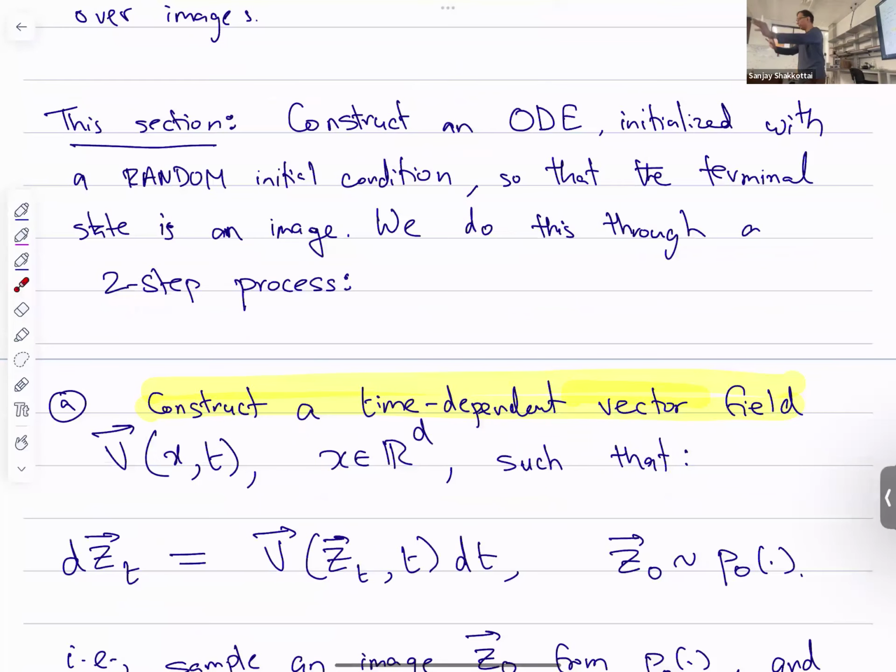I'm not sure if that made sense, so let me repeat. What is an SDE? I start with any initial condition, I evolve it, I get a distribution, and that PDF evolves with time. That's what we did through the Fokker-Planck equation.